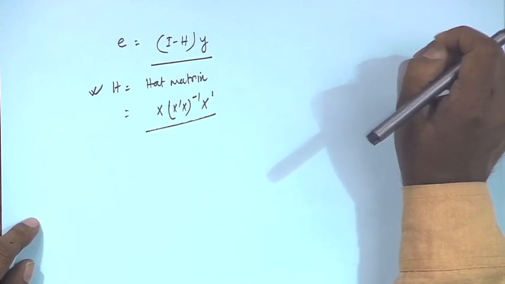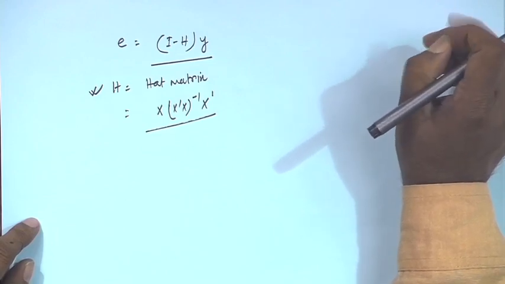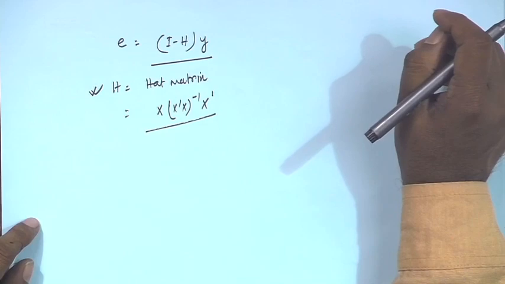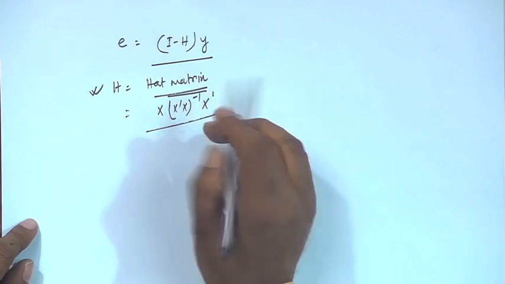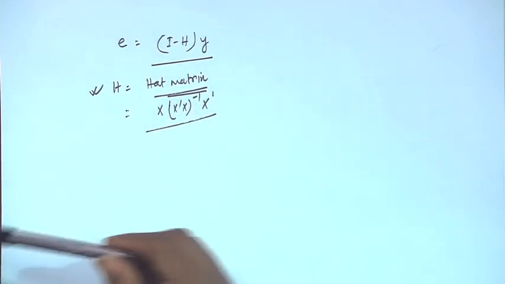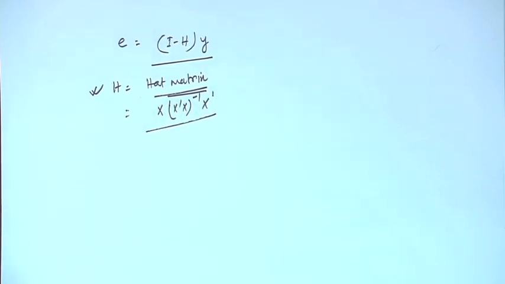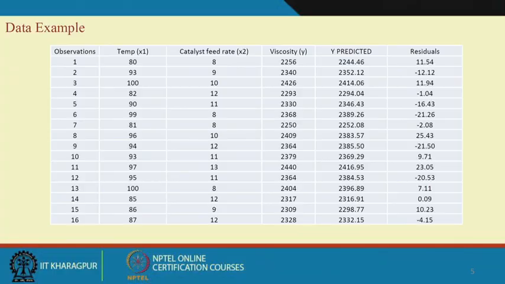It can be used for doing a lot of tests, particularly if we are interested in knowing the contribution of individual observations. The diagonal elements of the hat matrix tell about the contribution of individual observations. Suppose you have n observations, the diagonal elements will tell all these things. Anyhow, let us see one data example.